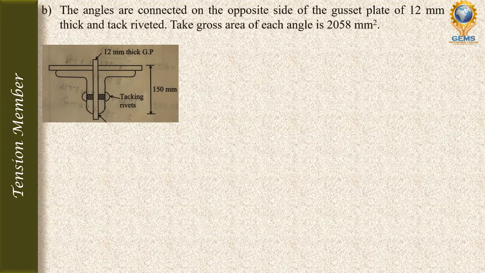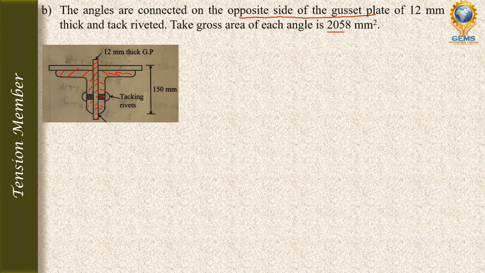And the next condition is the angles are connected on the opposite side of the gusset plate of 12 mm and tack riveted. Take the gross area of each angle as 2058 mm square. See here, in the middle we have a gusset plate. So what will happen in this? This section will act as a separate one, and the other angle will act as a separate one, not a uniform one.